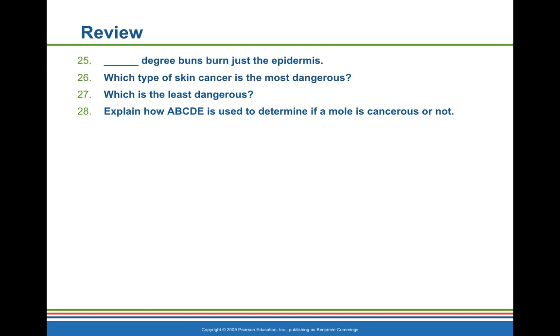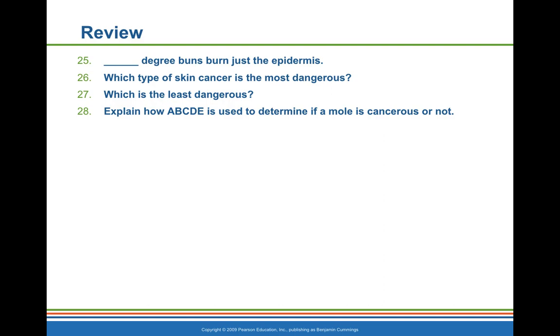Number 26, which type of skin cancer is the most dangerous? That would be malignant melanoma. Malignant means that it has moved from one place to another, or metastasized means that it's moved from one place to another. So malignant melanoma is the most dangerous type. Number 27, which is the least dangerous? That would be basal cell carcinoma.